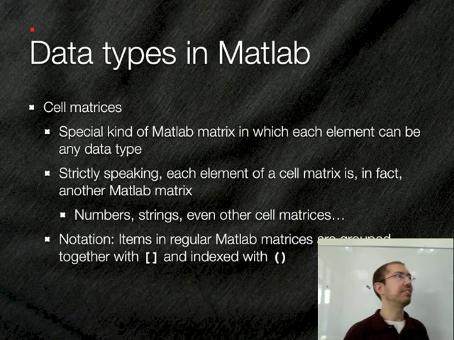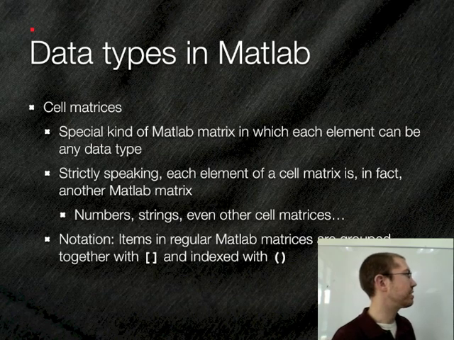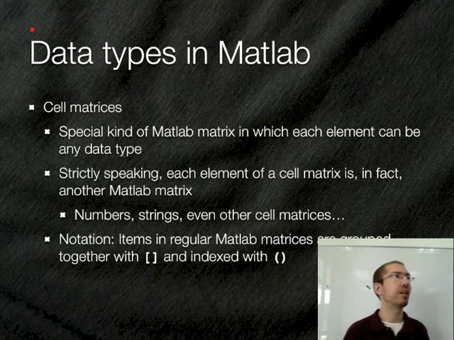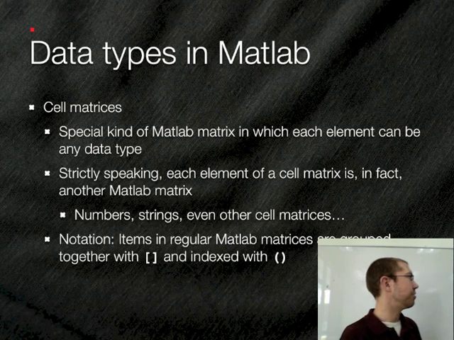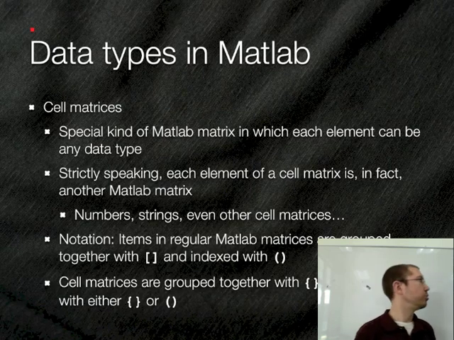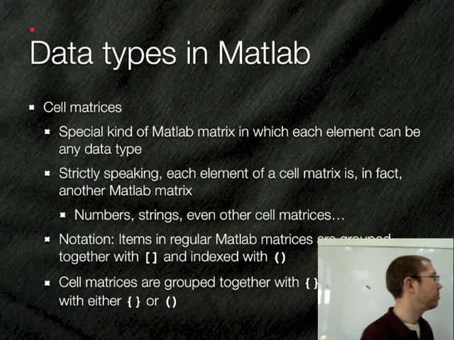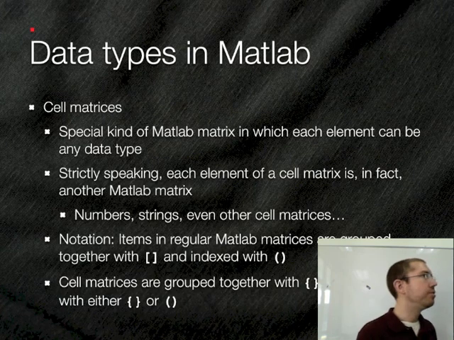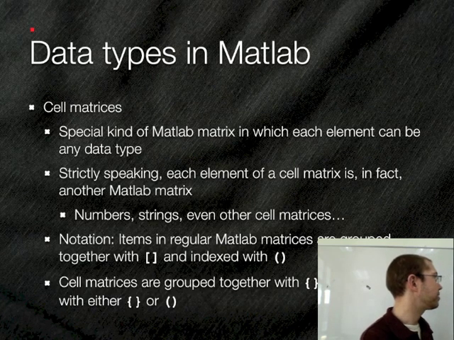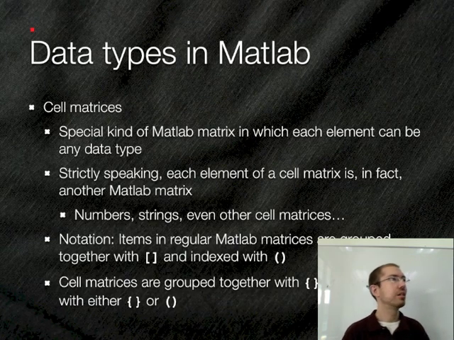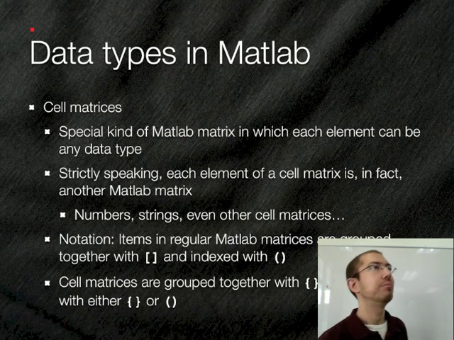So it has a slightly different type of notation. Normal matrices in Matlab use square brackets to create them, and you index them with parentheses, right? If you want to get one of the values inside a regular matrix, you use round brackets or parentheses. If you want to define a matrix initially or group things together, you use square brackets. Cell matrices use curly braces, or curly brackets. They use those for grouping, and then you can get items out of them with either the curly brace notation or the parentheses notation. Those notations are different, but we won't worry about the distinction just yet. You will need to worry about it at some point, but not just yet.